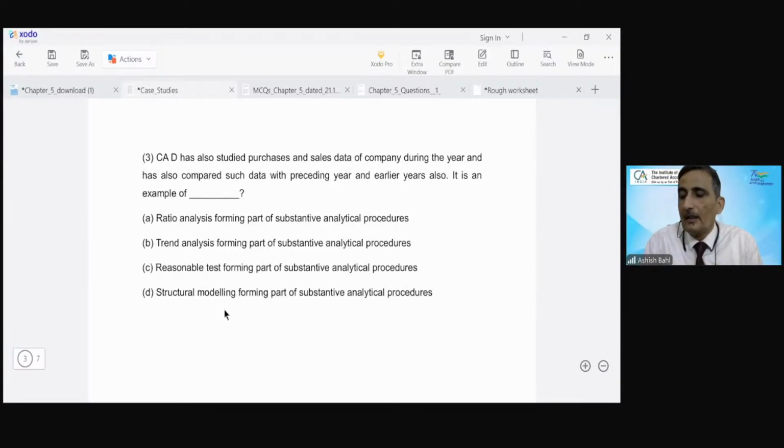Now again, guys, some of you are making the mistake. While we were doing this topic, substantive analytical procedures in SA 520 in chapter 4, I had told you specifically that when an auditor compares data of 1 year with previous year, then he is performing a trend analysis. He is not calculating the ratio.